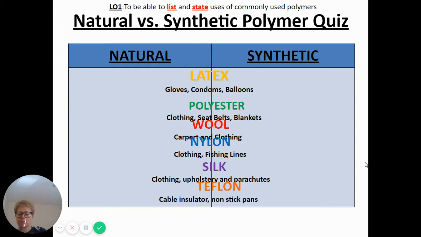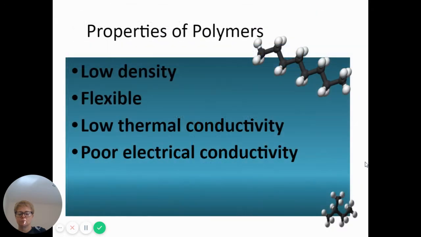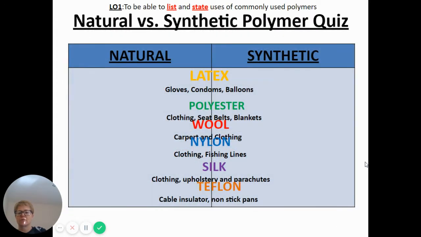So have a think about which category they would go into. Oh, sorry, I thought that was going to give you the answers. So latex is a naturally occurring polymer. It's a type of rubber.